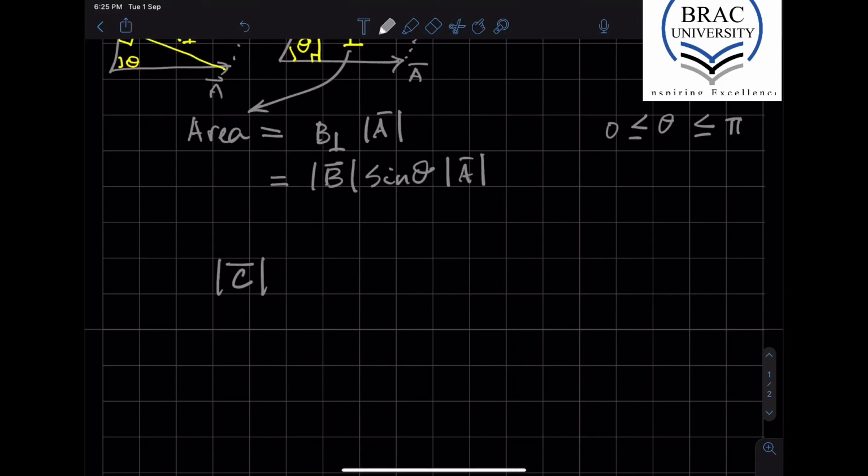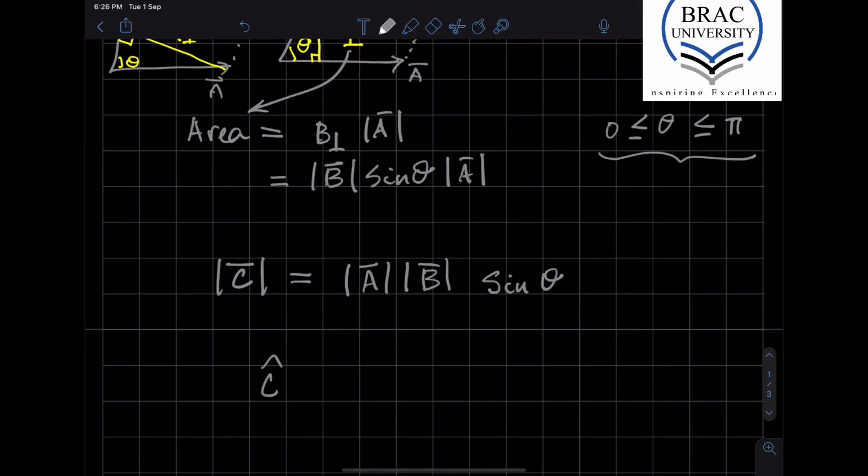So to sum up, the magnitude of the cross product between A and B is given by the magnitude of A, the magnitude of B, times sine of theta, where we restrict the angle theta between 0 and pi, and the direction of C is given by, of course, the magnitude of C times n, which is the perpendicular.